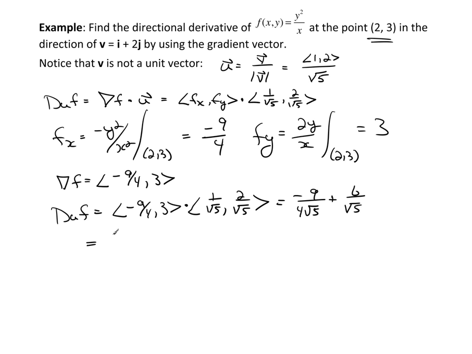So just doing a little bit of arithmetic, that's going to be 24 minus 9 over 4 root 5, which is then, what? This is 15 over 4 root 5. So this is the rate of change of z in the direction of this vector. Yeah, it's in the direction of that vector, which obviously u is also in this direction. u is the unit vector that we needed to work with.